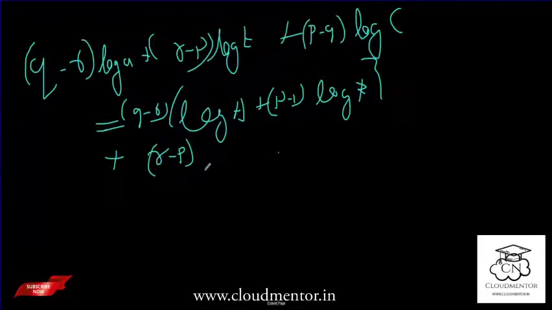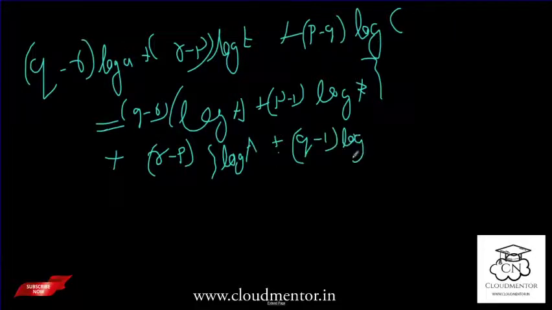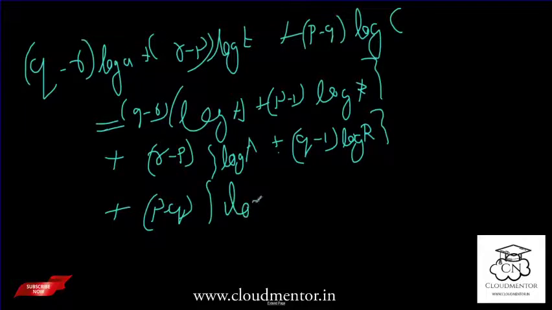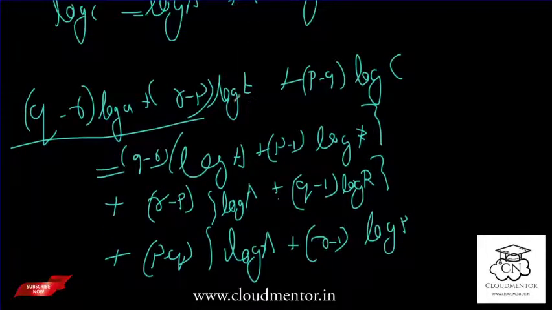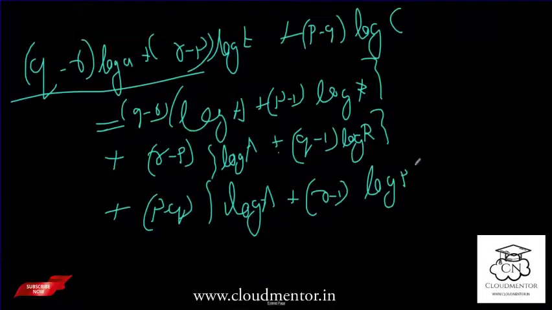r minus p of log a plus q minus 1 of log r, and in addition p minus q of log a plus r minus 1 of log r. Okay, this is the question, and we got log a and log b here. We are applying equation 1 in the case of log a and equation 2 in the case of log b, and like that we applied everything and we got this one.